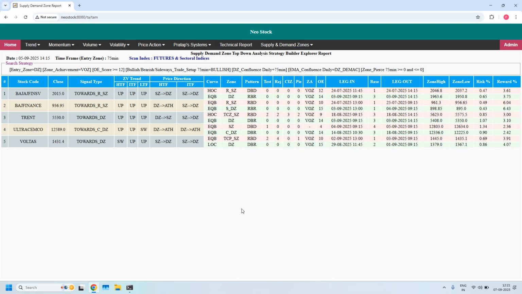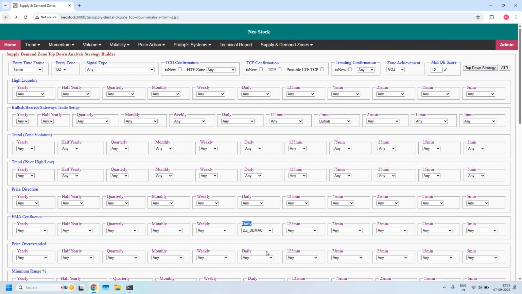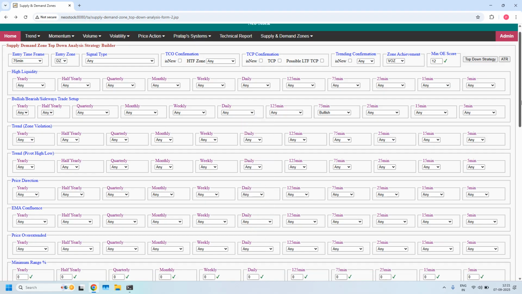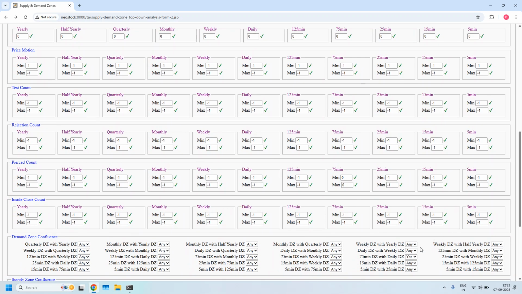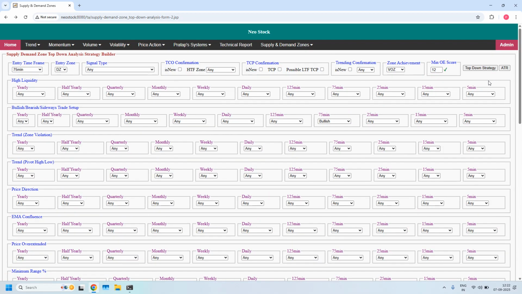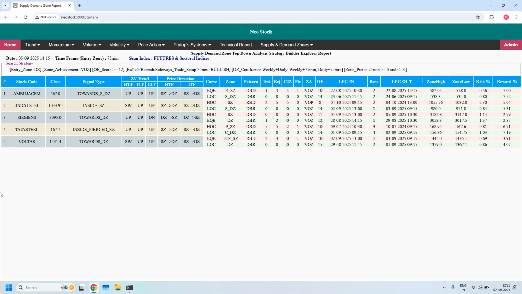Next filter is LTF, ITF and HTF demand zone confluence, followed by HTF EMA confluence. So I am going back, removing the ITF EMA filter. In the demand zone confluence, 3 filters I have to set. First filter is already enabled, 75 and daily. Next 75 and weekly, then daily and weekly demand zone confluence. With all the 3 filters, we got 5 stocks.